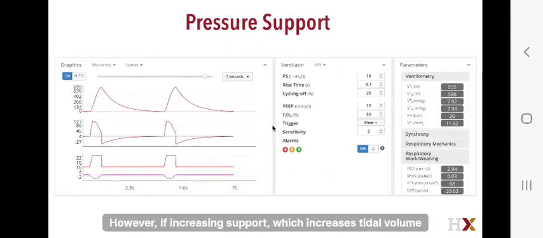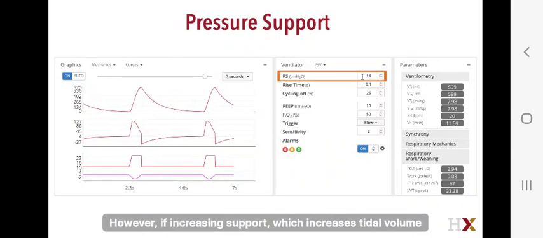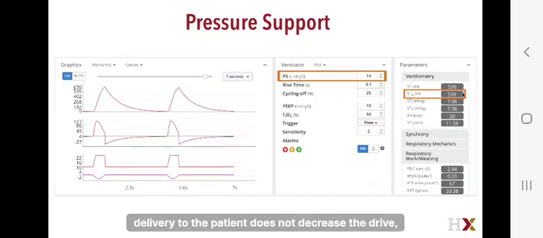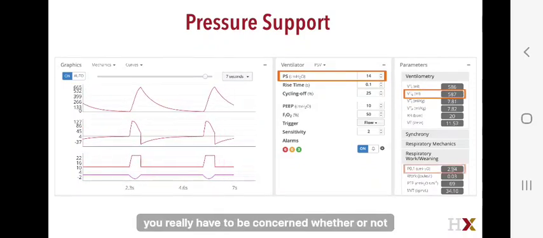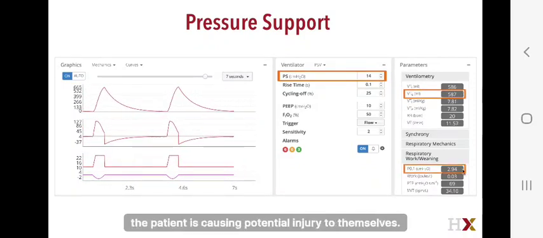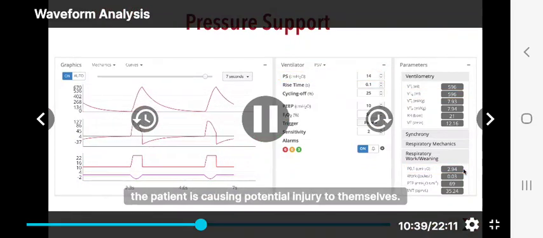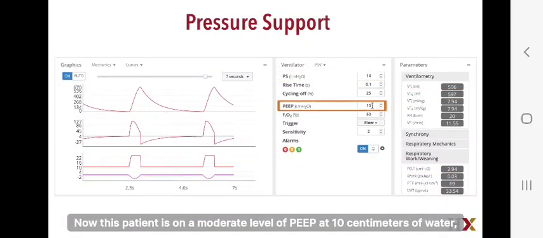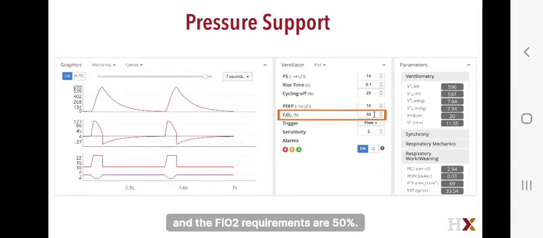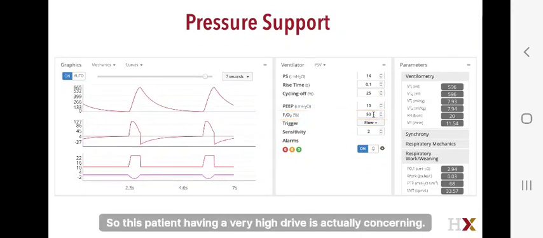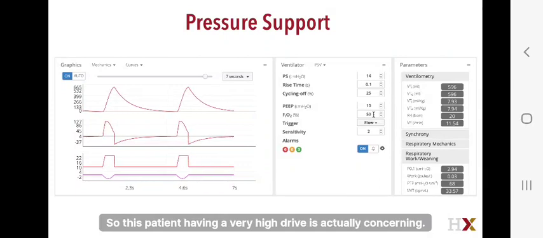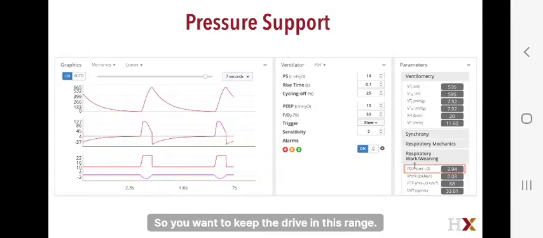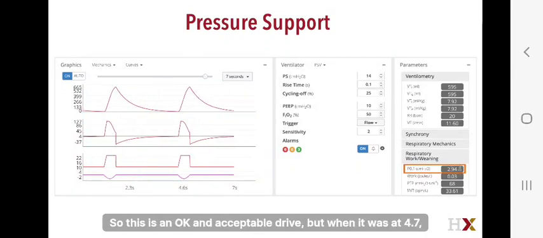However, if increasing support, which increases tidal volume delivery to the patient, does not decrease the drive, you really have to be concerned whether or not the patient is causing potential injury to themselves. Now this patient is on a moderate level of PEEP at 10 centimeters of water, and the FiO2 requirement is 50%. So this patient having a very high drive is actually concerning. So you want to keep the drive in this range. So this is an okay and acceptable drive.